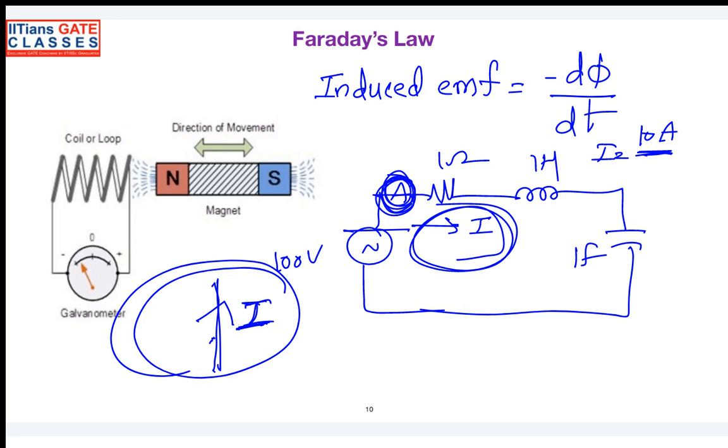But if there is a finite inductance, what you said was correct. It is going to create a fixed amount of additional voltage in the circuit. At that time you can apply your KVL. Any questions as of now in today's discussion?